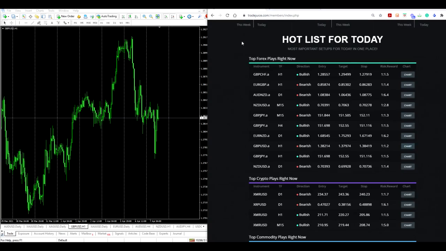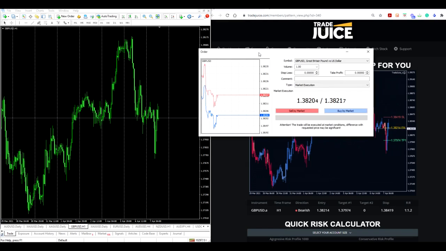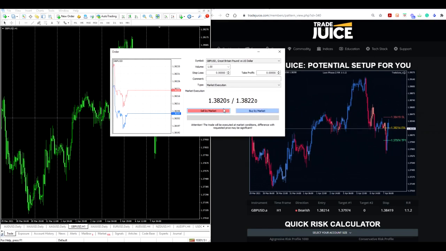Okay, guys, so I'm on the Tradeology platform, and I can see many potential entries here. I'm looking at this one here, the pound USD 1 hour for a bearish signal, and I've got my entry, target, stop loss, and it even lets me know where those points are on the chart. So this is my MT4 platform right here.